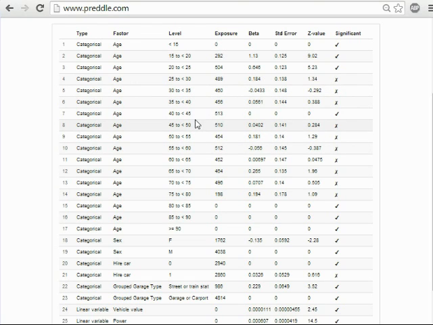For age, the base level was 40 to less than 45. Band 15 to 20 was significantly different from this base level, and so is band 20 to 25, but the bands 25 to 30, 30 to 35, and 35 to 40 are not significantly different from the base level. They have this cross. On the face of it, we could group these levels with this base level.